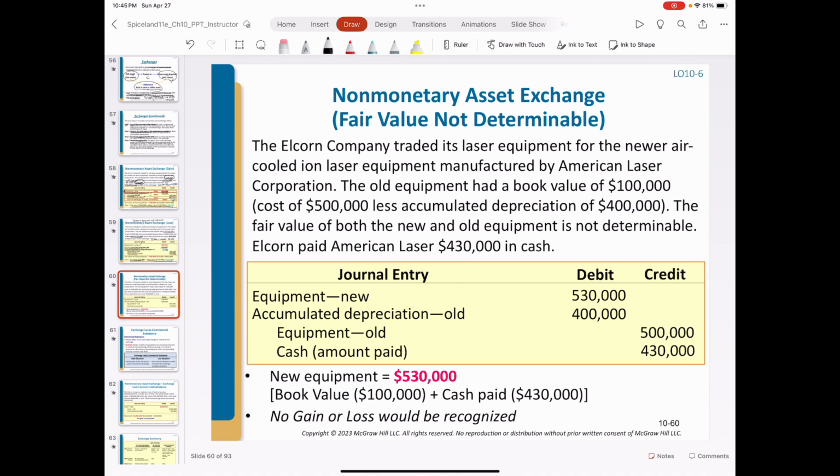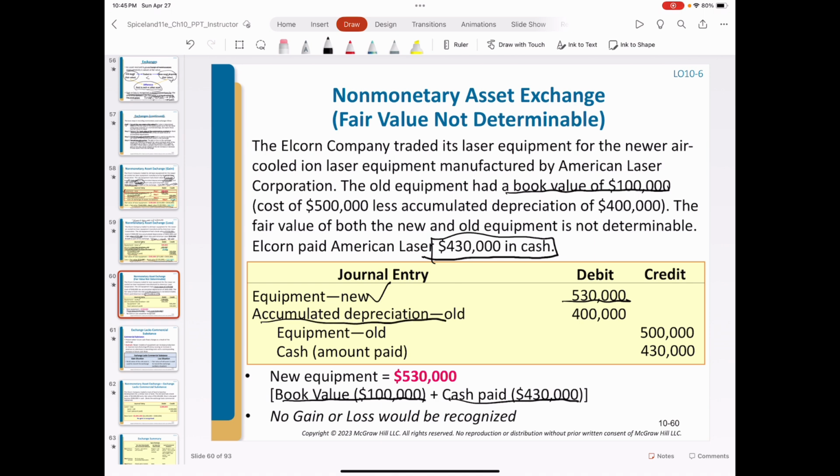So in this case, we only have the book value of old assets. We don't have the fair value of old assets. There's only cash payments. Different from the prior example, we don't have the fair value of old assets, so the fair value of new assets is not determinable. In this case, we will use the book value of old assets plus the cash payments. So we record the new assets at 530.